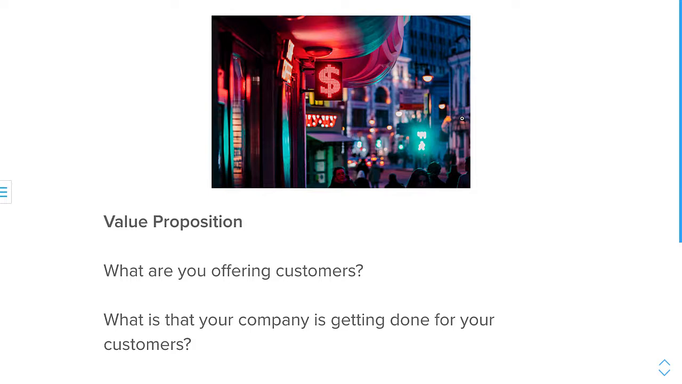What is it that you're offering your customers? What is it that you're going to solve for them? What product or service are you offering them that brings value to that customer? What are you getting done for them?